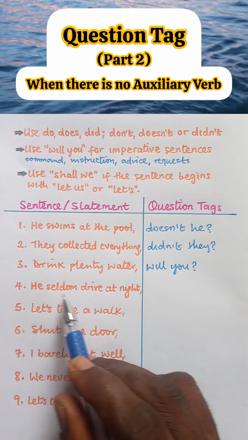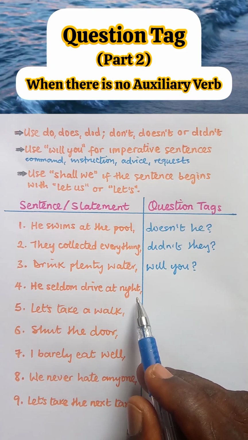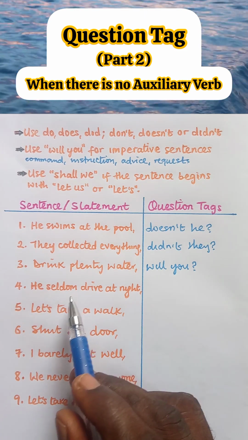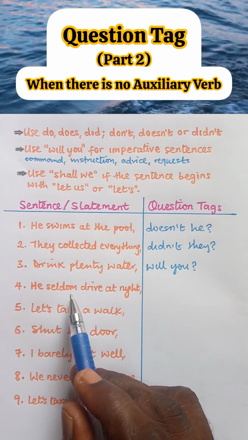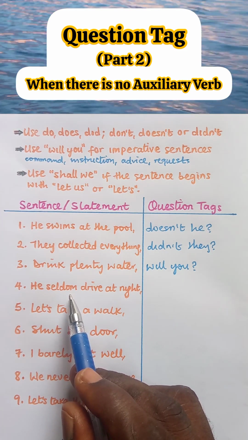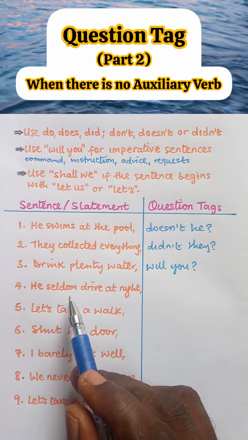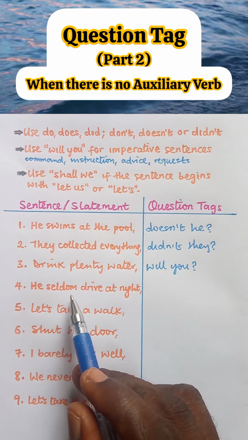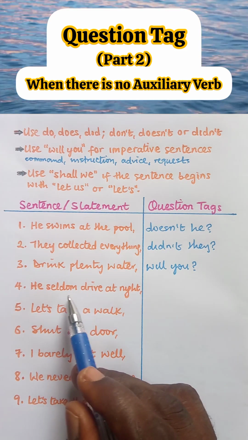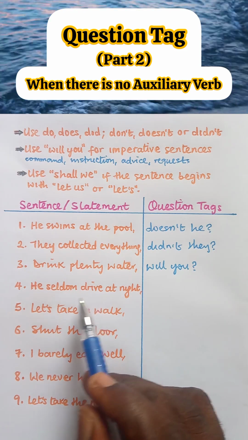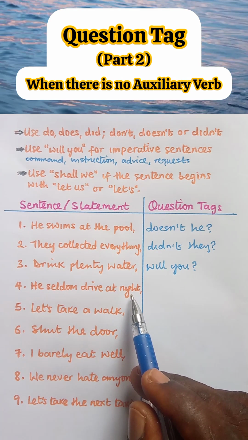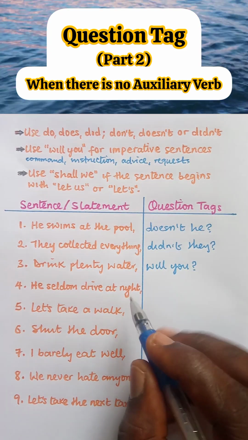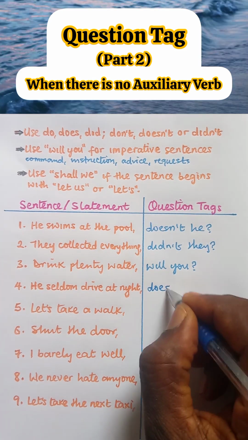Number 4, he seldom drives at night. There is an adverb here, seldom. Seldom has a negative meaning. There are other words in this category such as barely, hardly, scarcely, rarely, never. This set of words have negative meaning, and whenever they appear in sentences, they render the sentence negative. What it means is that this sentence is a negative sentence. He seldom drives at night, and our question tag should be positive.